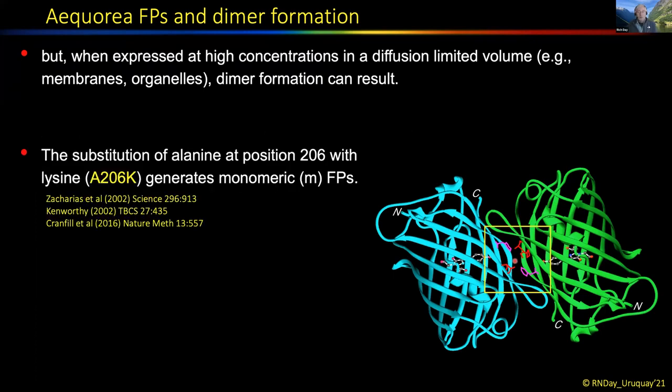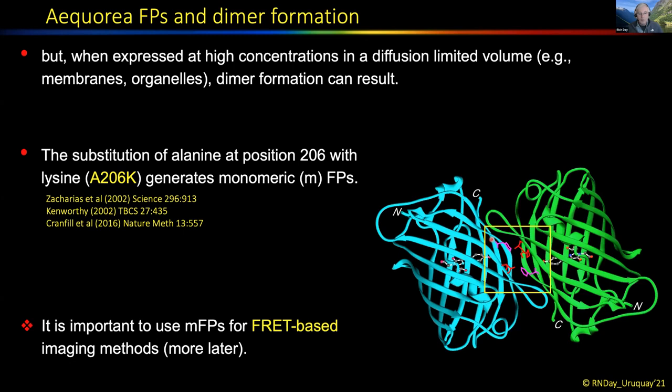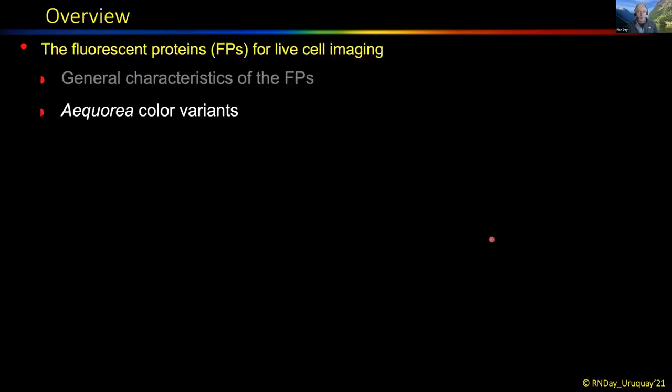So Roger Tsien's group recognized this problem and again did mutagenesis and determined that a simple substitution of an alanine with a lysine at position 206 generated what we refer to as the monomeric versions of these fluorescent proteins. And so if you're interested in doing any FRET-based measurements, regardless of whether you're doing it in membranes or where they can diffuse, it's an important point to be using these monomeric versions of the FPs.